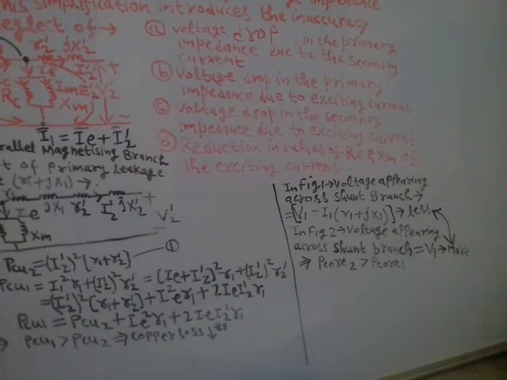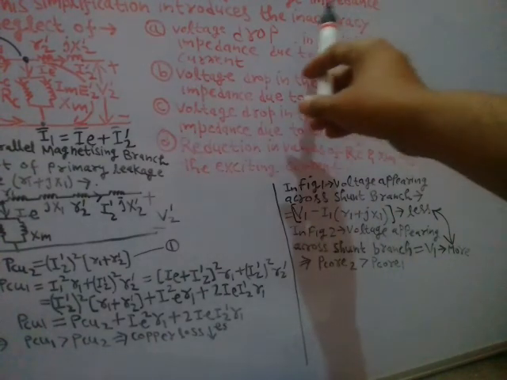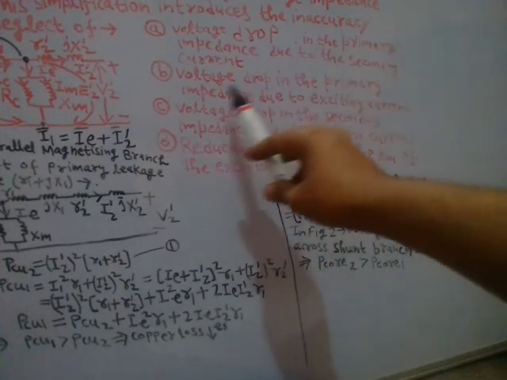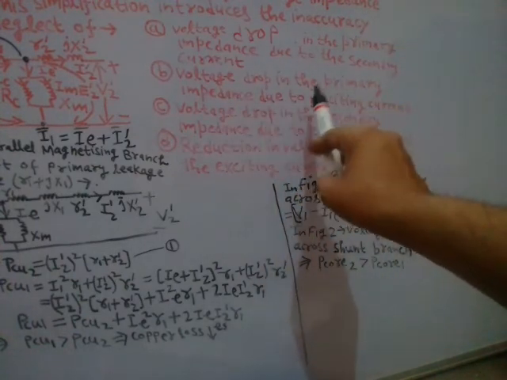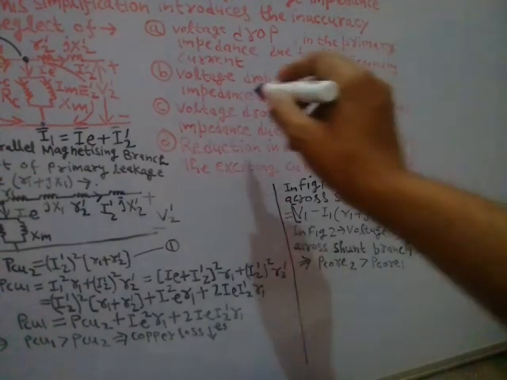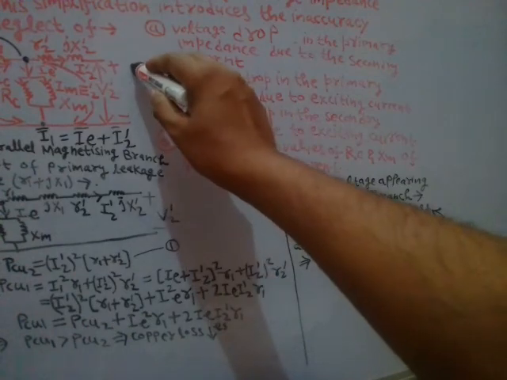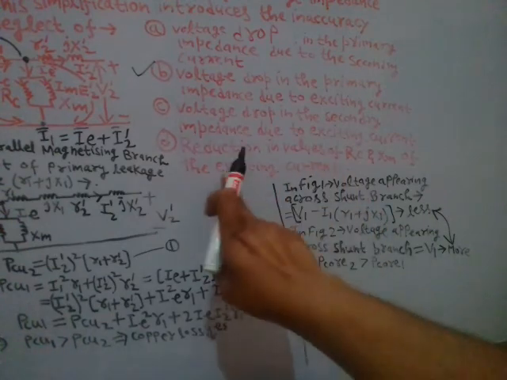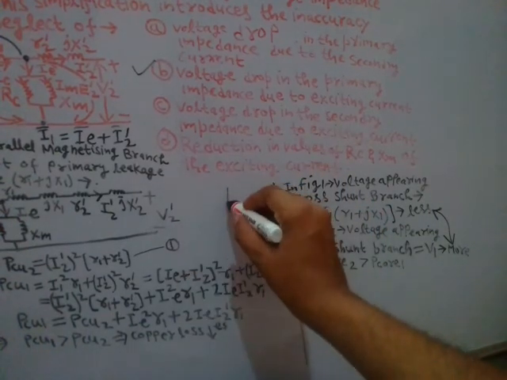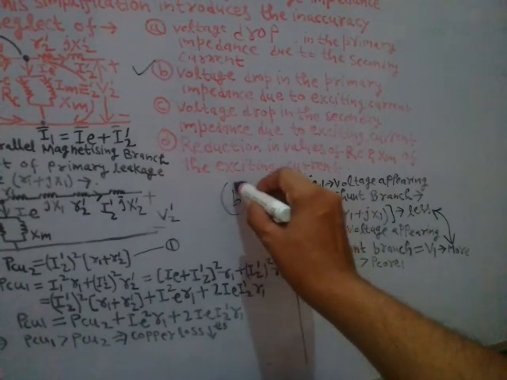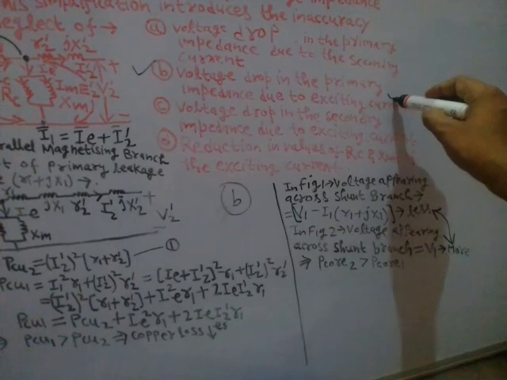So that means after shifting of this shunt branch you have analyzed, right? So clearly the inaccuracy will be due to the voltage drop in the primary impedance due to the exciting current, right? So which option is correct? Option B is correct. So here option B is the correct option that you have to conclude. So this B option is correct.